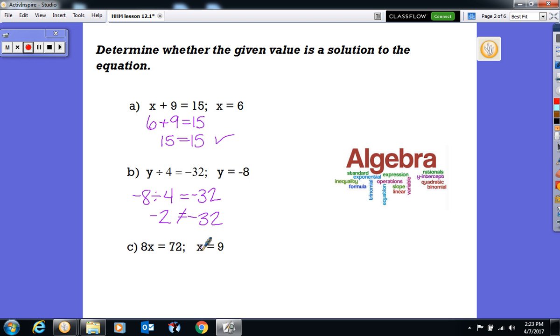So let's try x equals 9. So in place of x, remember if there's no operation sign between the coefficient and the variable, then it needs to multiply. So 8 times 9 equals 72. I'm going to multiply 8 times 9 and get 72 equals 72. So this means that x equals 9 is a solution to that equation. Yes.